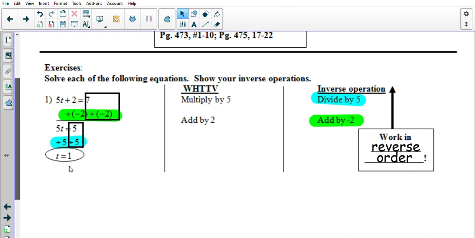Now, we can still check these solutions like we could our one-step equations. So our solution is 1. So grab your calculator, do 5 times 1 plus 2. Your calculator should give you 7. As long as it does, it means your solution is correct.